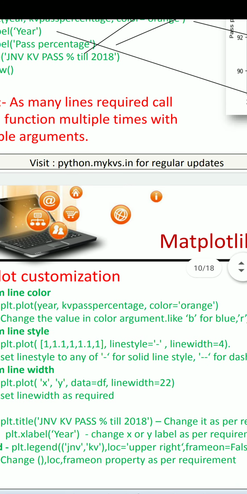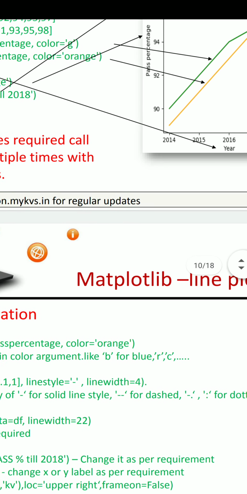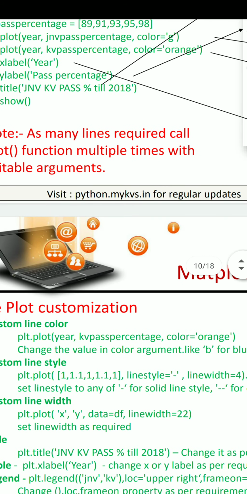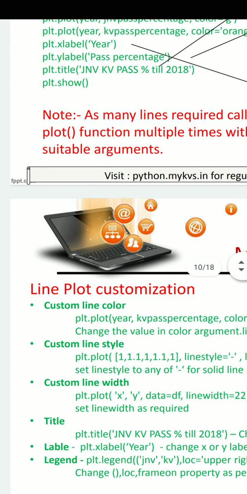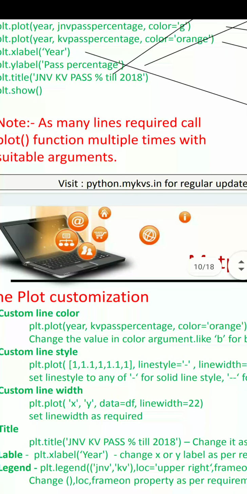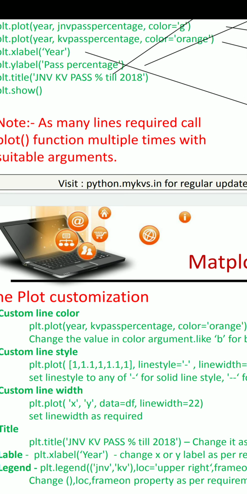So students, a simple assignment: go Google what the shortcuts of different colors are. You will write the names of the different colors supported by the plot method. So this one we have already learned, I think now you are familiar. First argument is year for the x-axis, second argument for the y-axis, and third argument is color. You have to set the color.